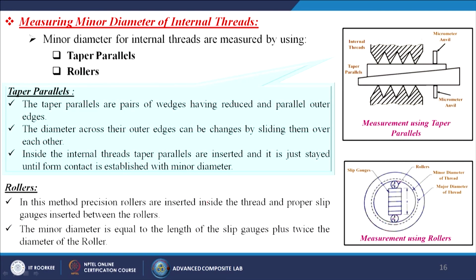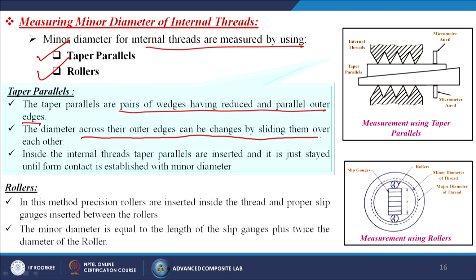Now, measuring the minor diameter of internal threads. Till now we have been discussing external threads. Now, if I have internal threads, the minor diameter is measured by using taper parallels and rollers. So, what are taper parallels? Taper parallels are pairs of wedges having reduced and parallel outer edges. The diameter across their outer edges can be changed by sliding them over each other.